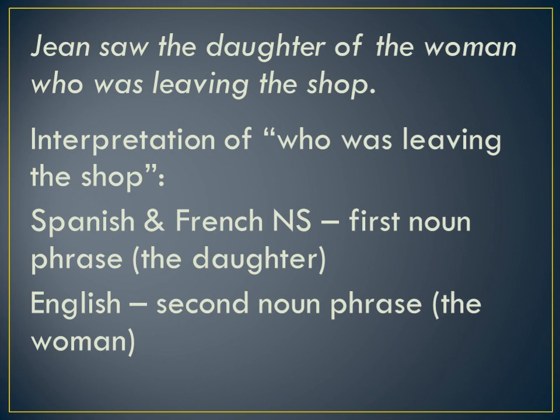Each group of learners, both in English and Spanish, was divided into two levels of proficiency depending on their length of residence in France. Spanish and French native speakers each have a tendency to interpret who was leaving the shop as referring to the first noun phrase, the daughter, while English speakers interpret the relative clause as referring to the second noun phrase, the woman. Beginning learners rely on their first language processing strategies as they comprehend these sentences, whereas more advanced learners, the English learners of French, move to a second language processing strategy and interpret the relative clause as referring to the first noun phrase. This suggests an important role for the first language processing when confronted with the second language.